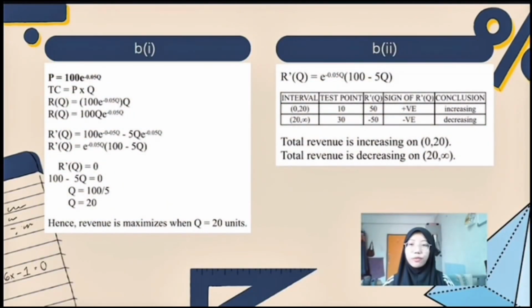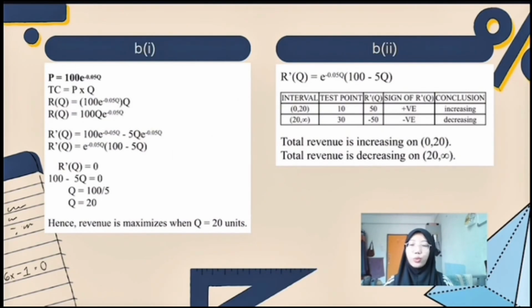In order to solve part 1 of the question, for step 1, we need to form the total revenue function. As we know, total revenue is calculated as price multiplied by quantity. So total revenue equals 100Q times e to the power of negative 0.05Q. This gives us the total revenue function, which depends on the level of output produced.